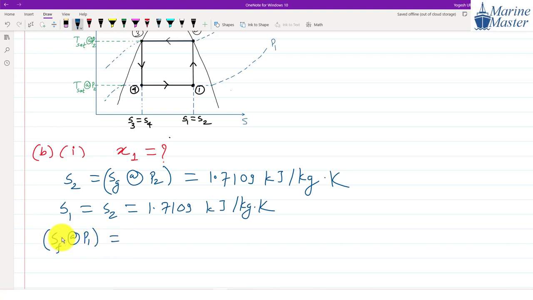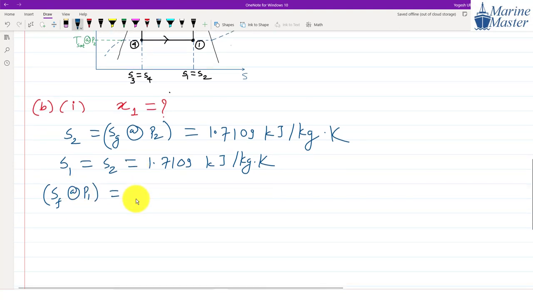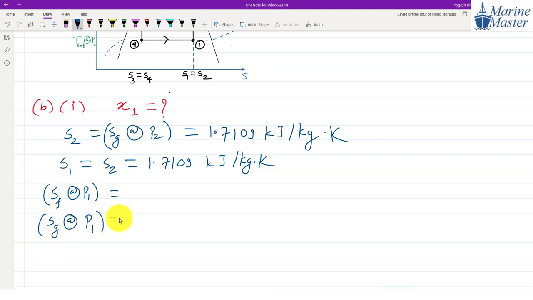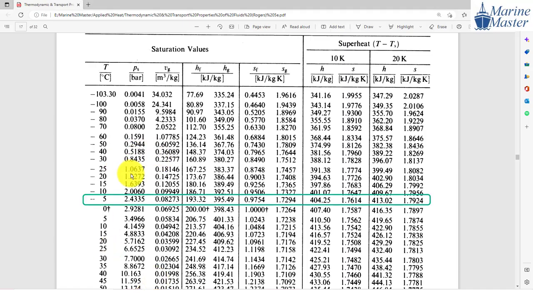SF means what? Entropy of saturated liquid at P1 pressure. And the second thing is what? SG, at what pressure, guys? Entropy of dry saturated vapor at P1 pressure, guys. Try to understand the scenario here. So what are we going to do? We are going to the P1 pressure, guys. How much P1 pressure do we have?